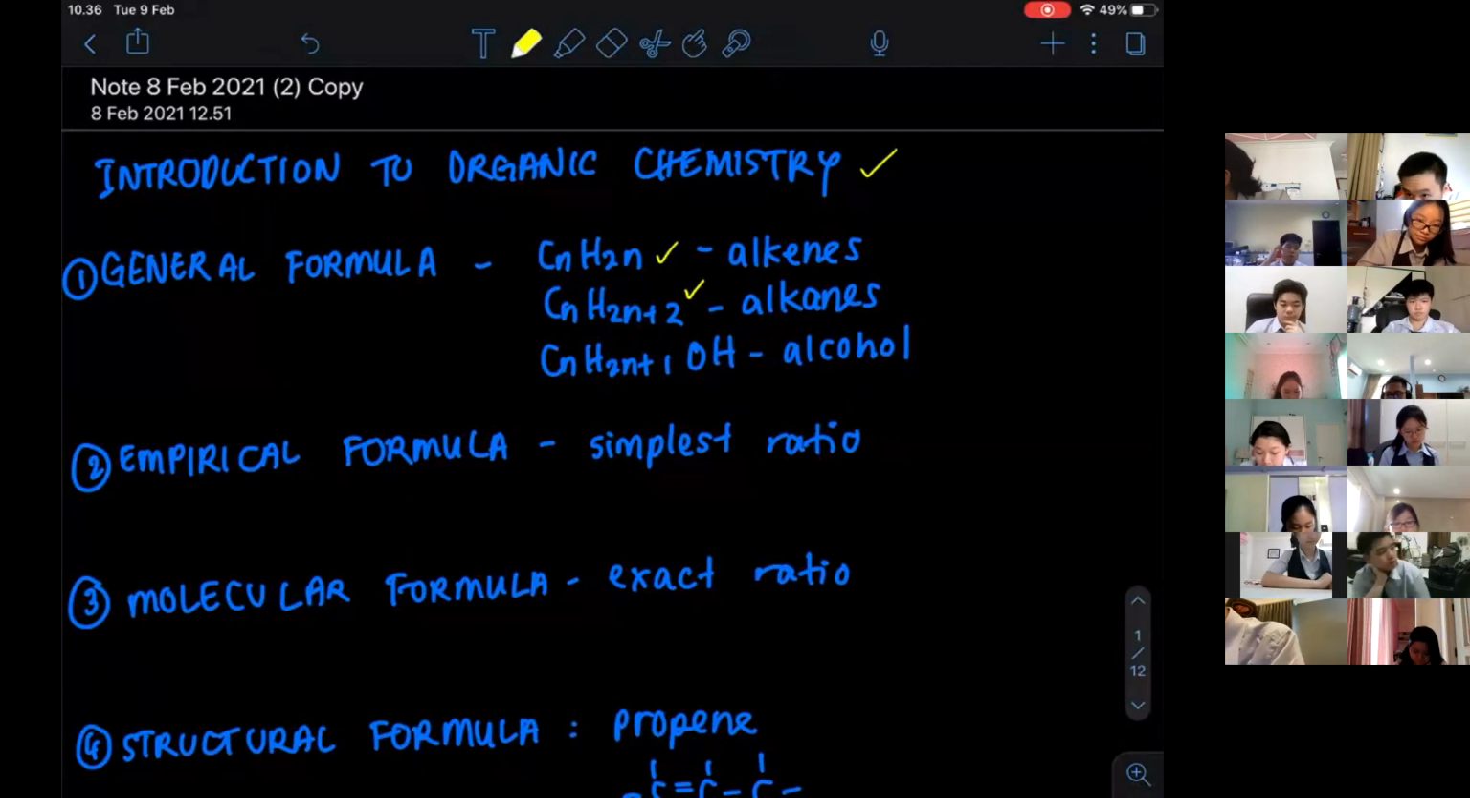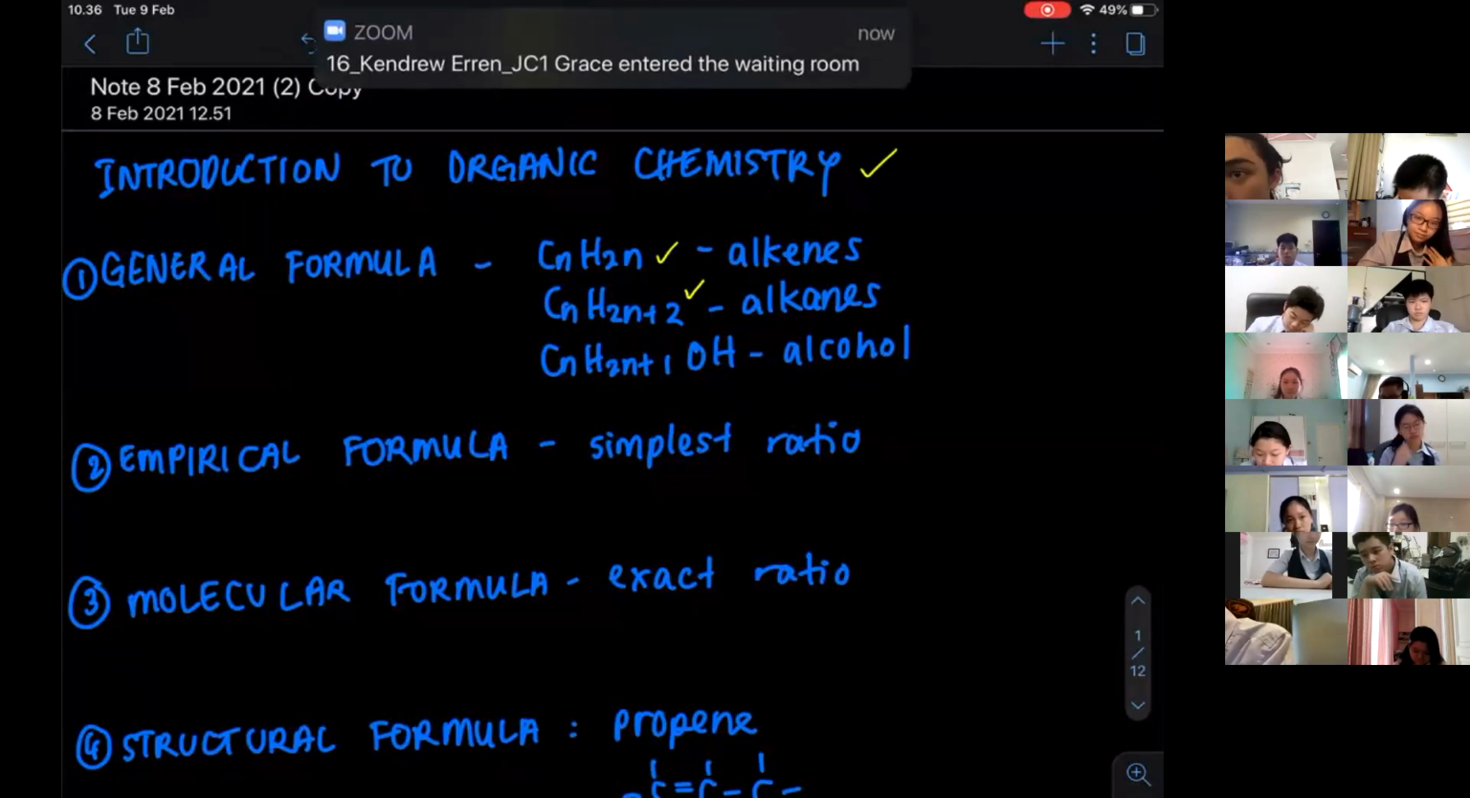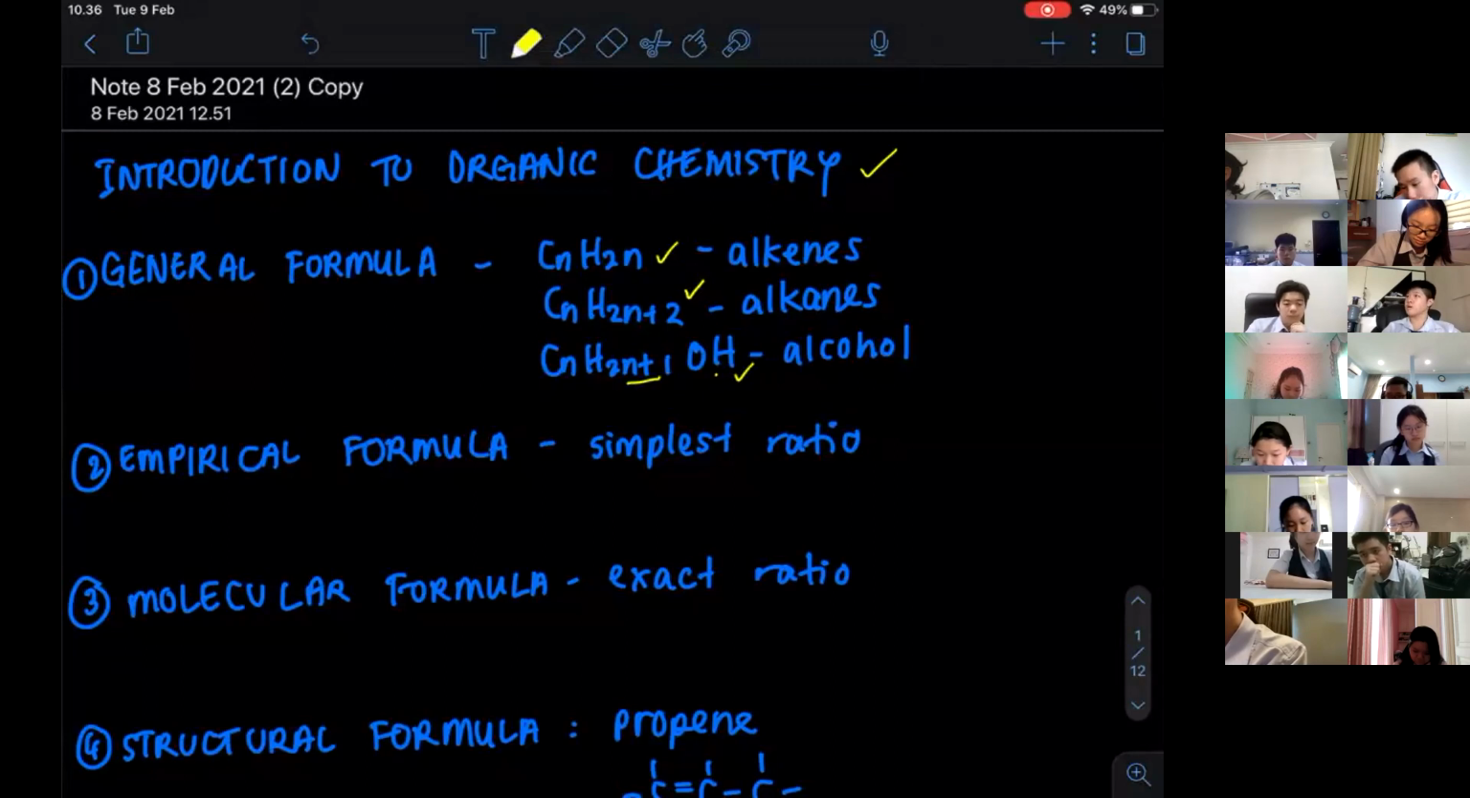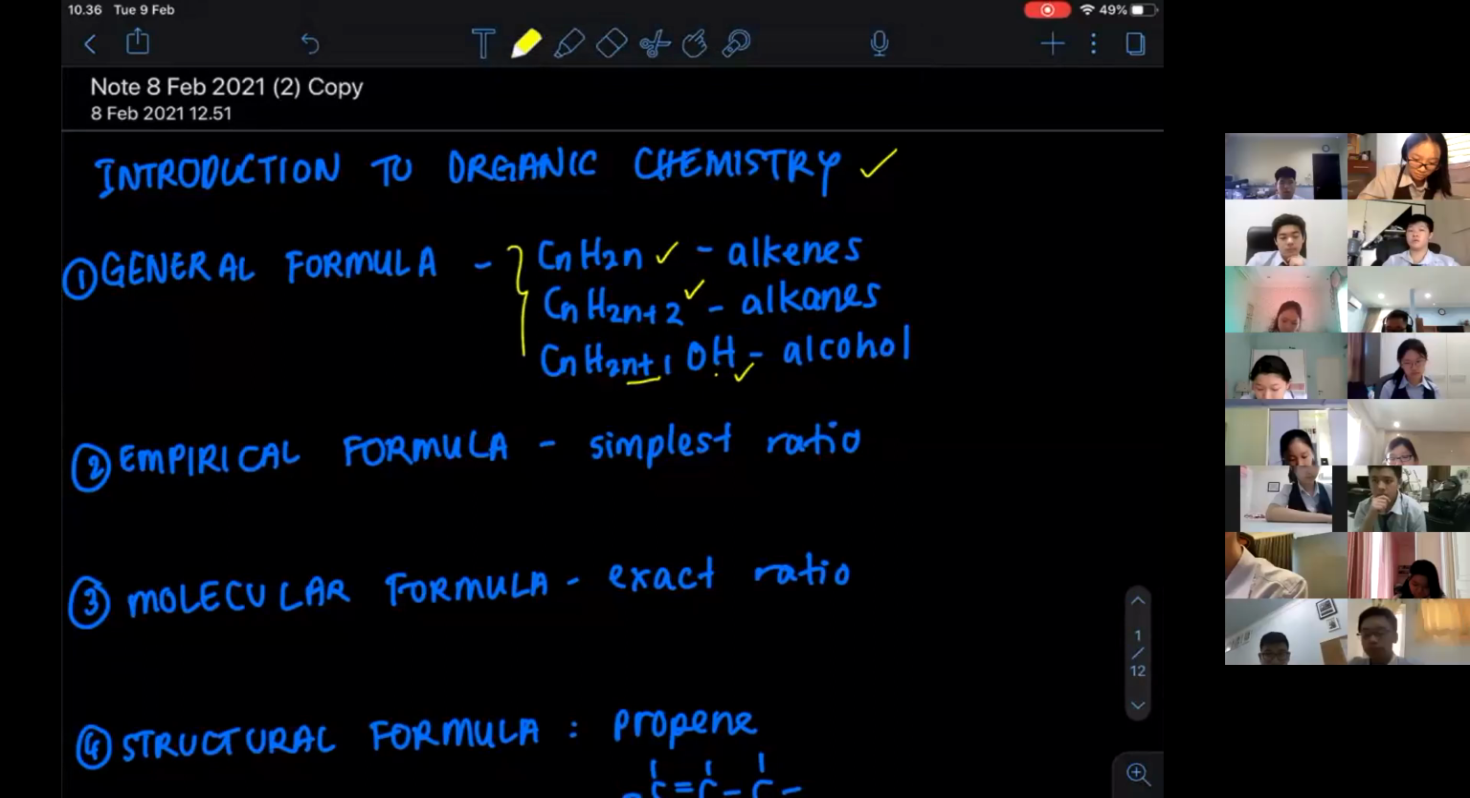If you have alcohol, then the general formula is going to be slightly different, which is going to be CnH2n plus 1, and then OH. So that's going to be the difference over there. Please remember, for your syllabus, yes, we have a lot, but I want you to focus on these three: CnH2n for alkene, CnH2n plus 2 for alkane. Alkene is C double bond C, alkane is C single bond C, and then we have alcohol.